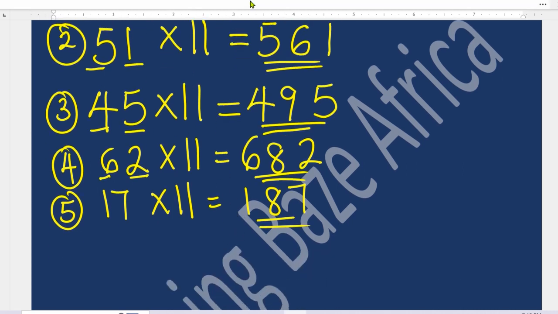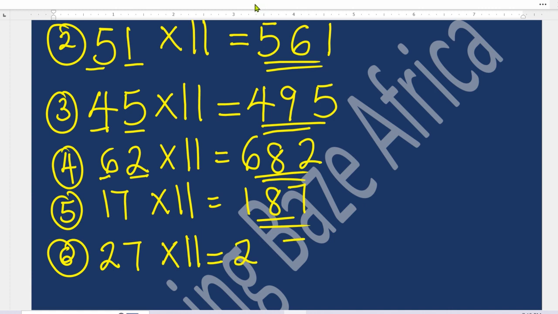Now let's see another example. That will be example 6. 27 times 11. Write down the first digit and the last digit, giving a space in between. Then we add the two digits together. 2 plus 7 is 9. 9 will be written in the middle. So the answer is 297. So this is the first part of the class.